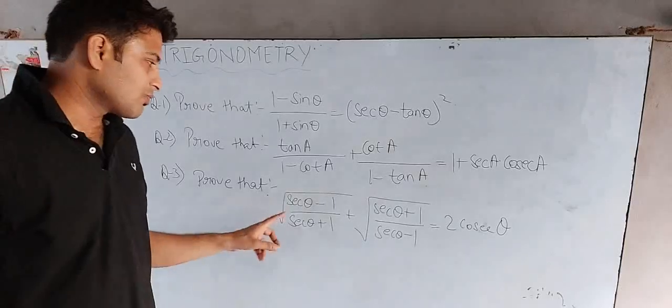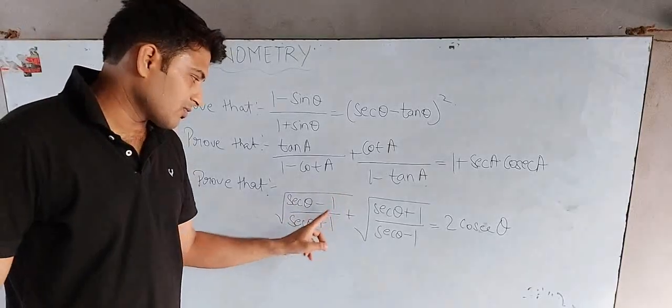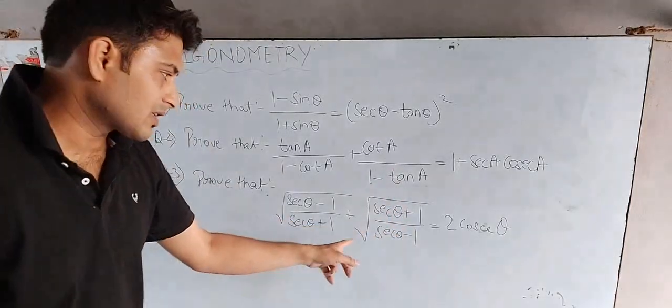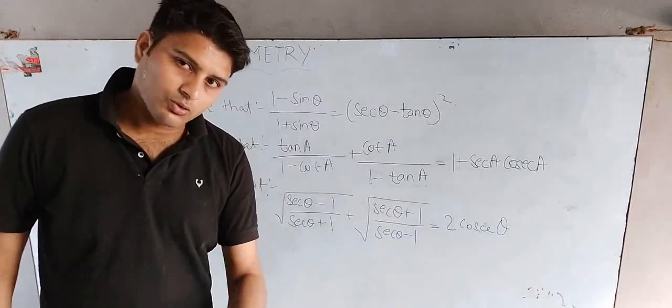And third question is prove that square root of sec theta minus 1 upon sec theta plus 1 plus square root of sec theta plus 1 upon sec theta minus 1 is equals to 2 cosec theta.